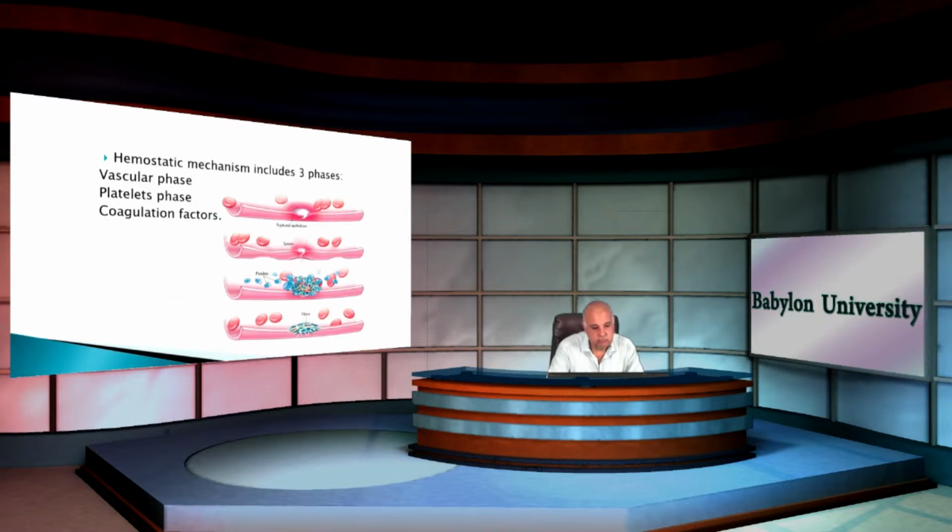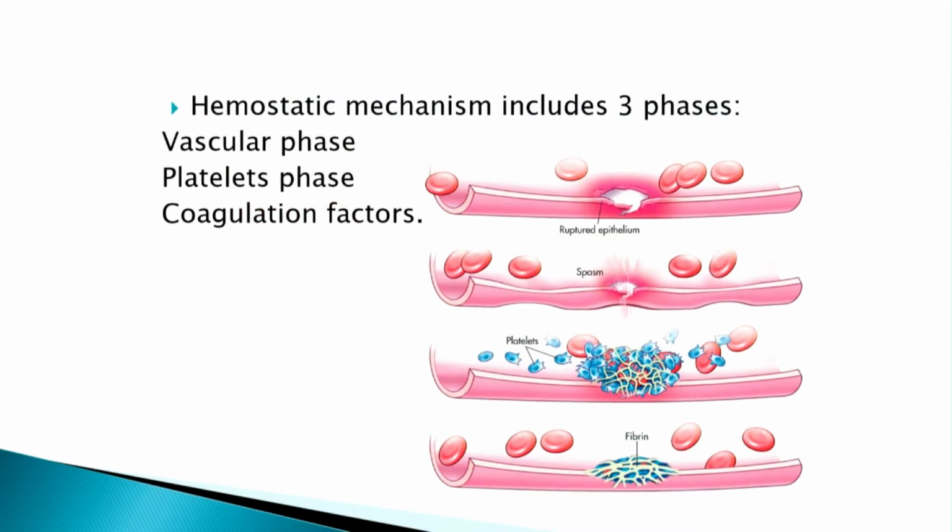In case of injury of the blood vessel, as we can see here, the hemostatic mechanism will attempt to stop this bleeding. The hemostatic mechanism includes three phases: the vascular phase, the platelet phase, and the coagulation phase. As we can see here, this is the ruptured blood vessel. When there is injury or rupture in the blood vessel, there is secretion of certain mediators.